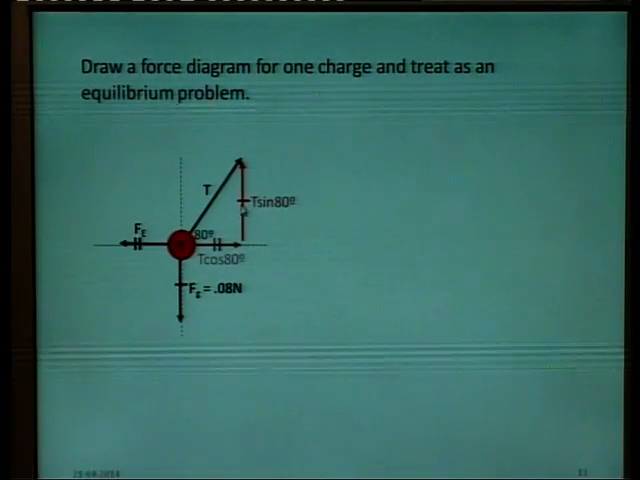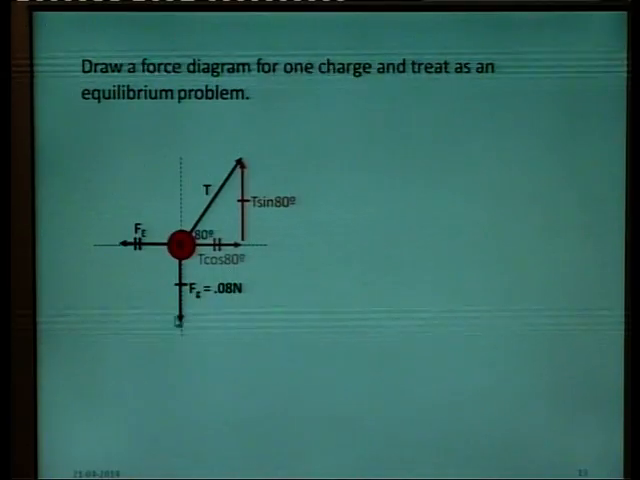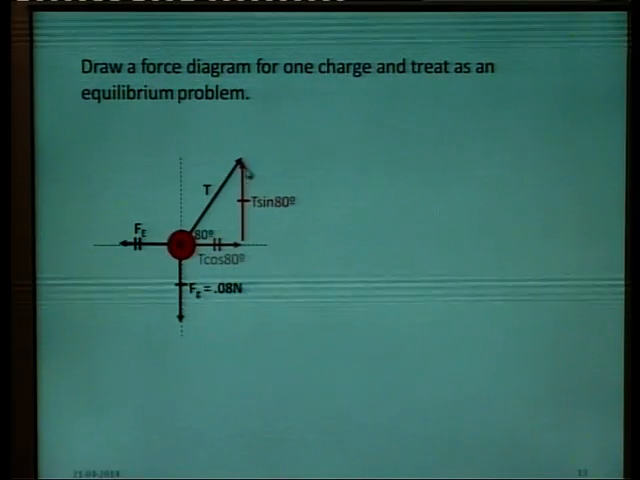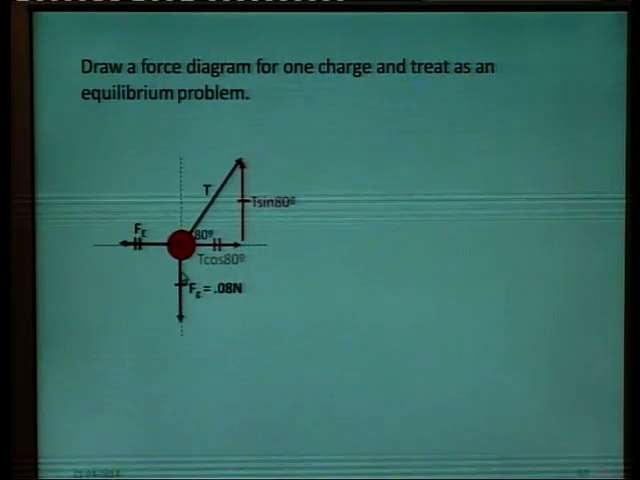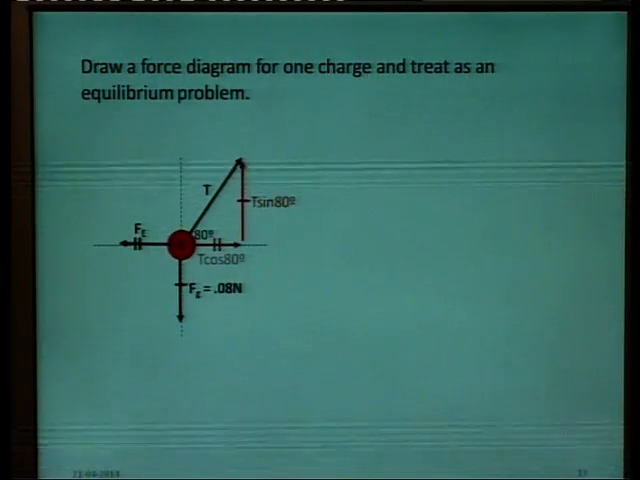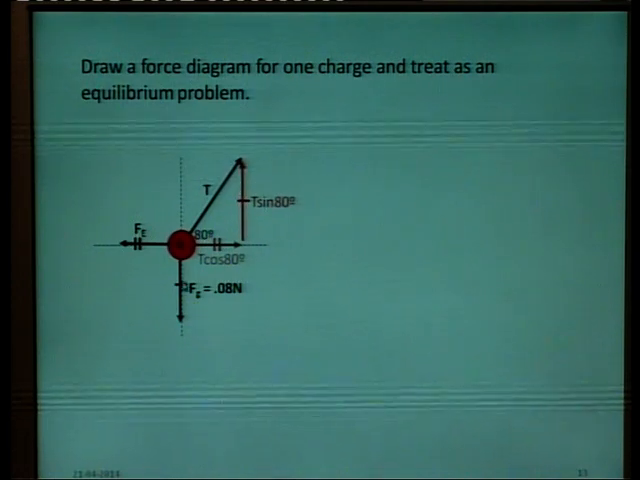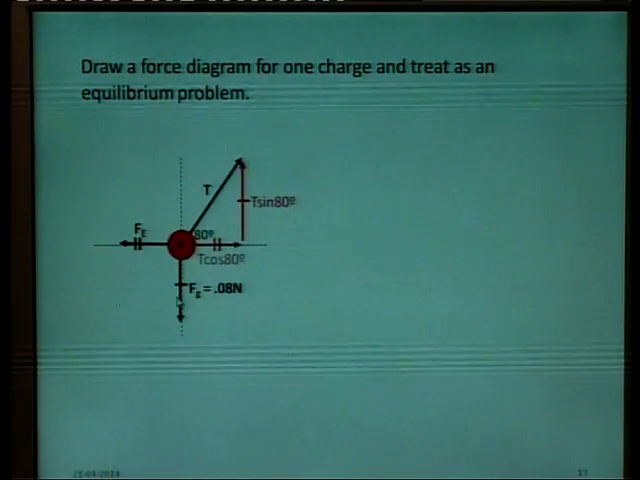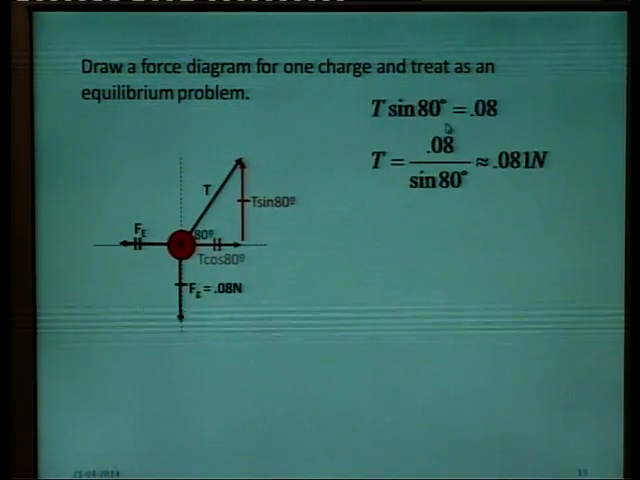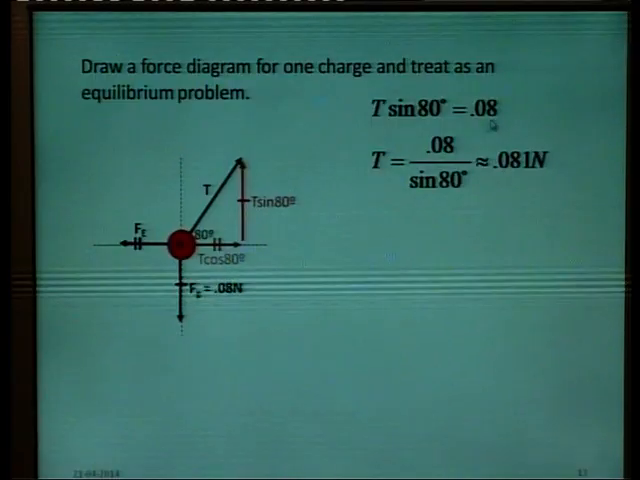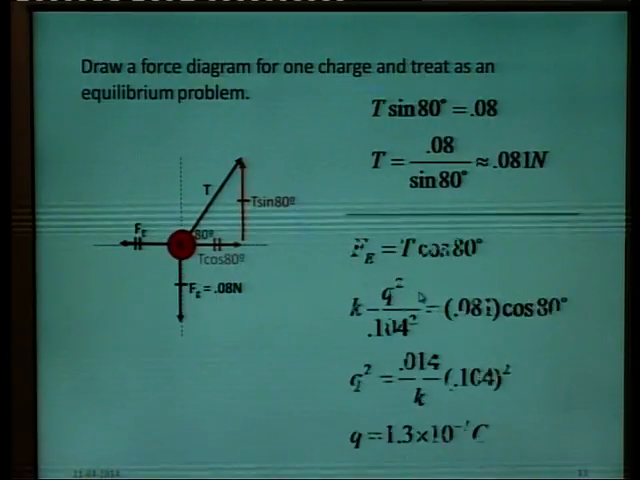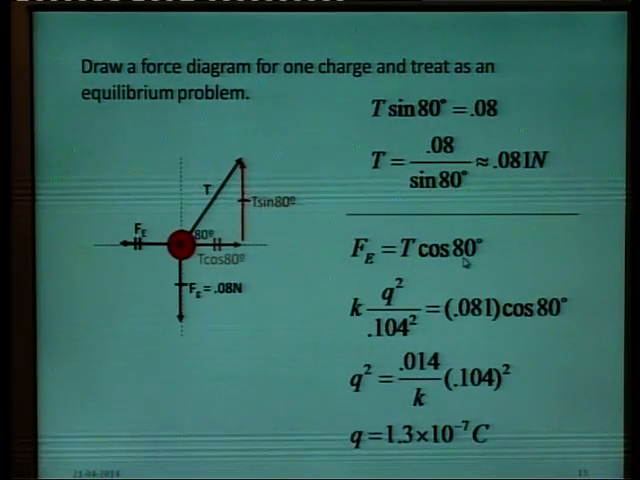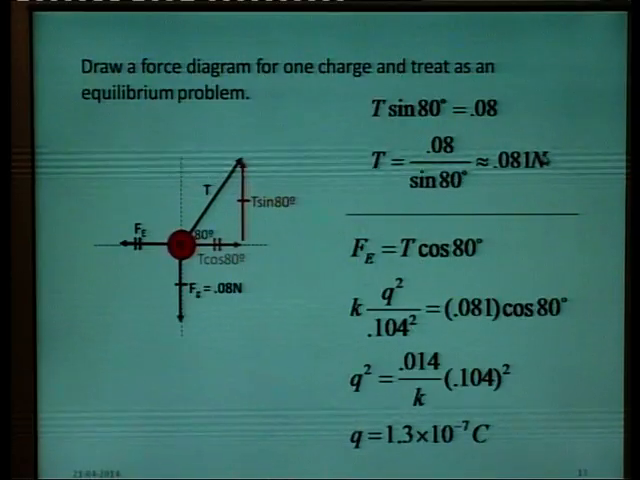So this line was drawn, showing first these vertical forces which are parallel to each other, but they are opposite in direction. Because equilibrium is considered, this means vertical components and horizontal components are equally and oppositely matching each other. So, Fg is T sin 80 here, means T sin 80 is 0.08, then you can find out the tension, and Fe is T cos 80. The value of T we found is 0.081.